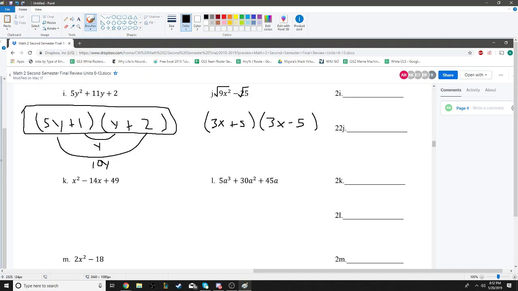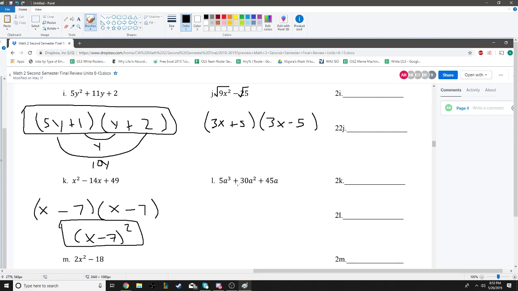Okay. This one over here, we need 2 numbers or 2 terms that multiply to be x squared. So I'm thinking x and x. 49 would be a 7 and a 7. And they must combine to be a negative 14x, so negative 7 minus 7 is negative 14. You can condense this to be an x minus 7 squared, because the same thing is being multiplied to itself.